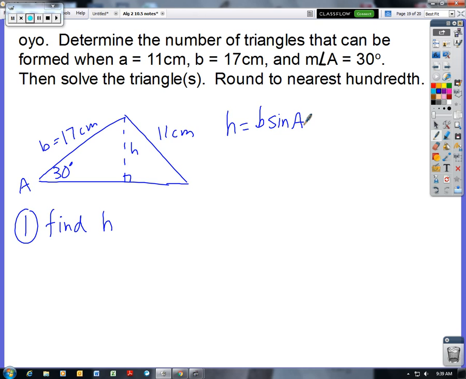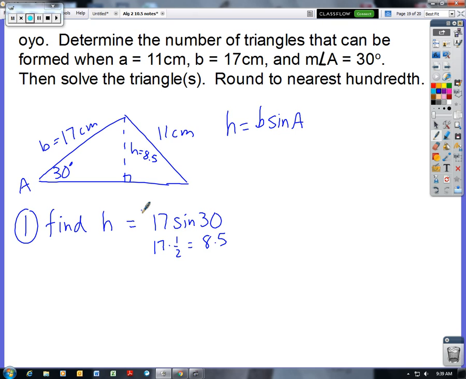So we're going to find h. It's going to be b, which is 17, times the sine of 30. Well, I already know the sine of 30 is a half, because I have it memorized. So 17 times a half, half of 17 is 8.5. H is 8.5.